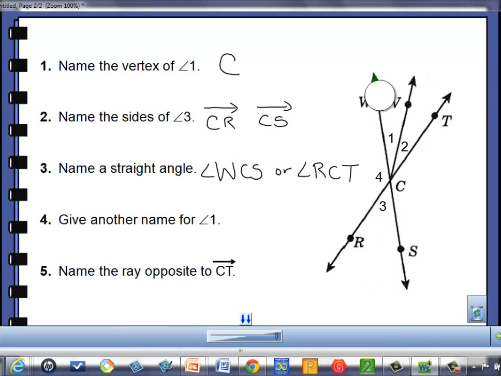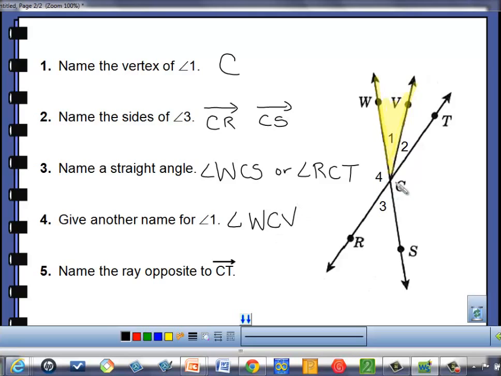All right, number 4, give another name for angle number 1. Again, if you want to trace it, this is angle 1. It's going to go right around the number 1, and we're talking about this angle in here. You can use a number to name an angle. You can always use 3 letters to name an angle. Remember, it's the side, the vertex, and the side. So another name for angle 1 could be WCV. Just make sure the C is in the middle because that's your vertex. Or VCW.